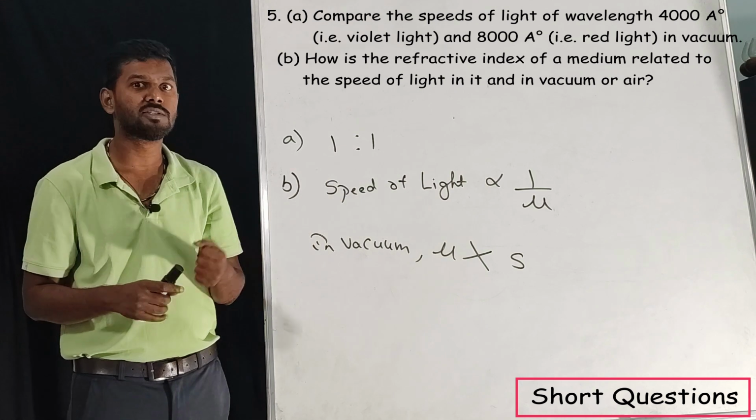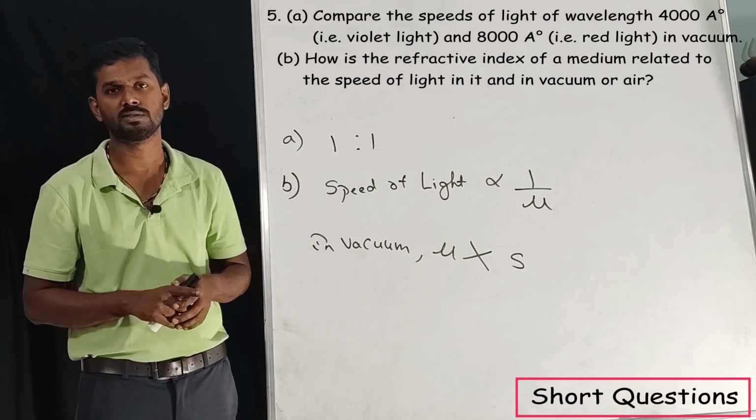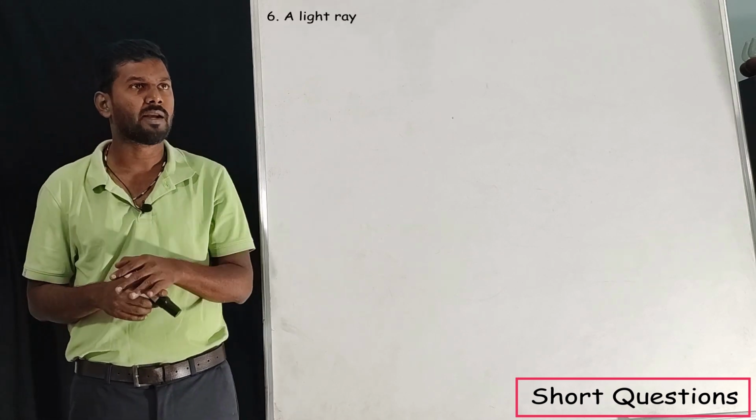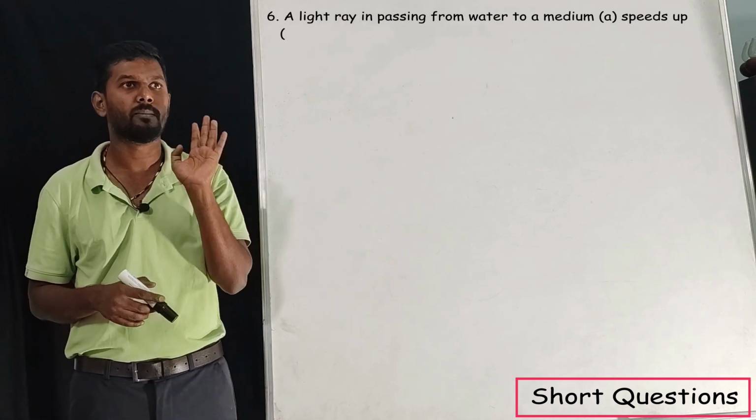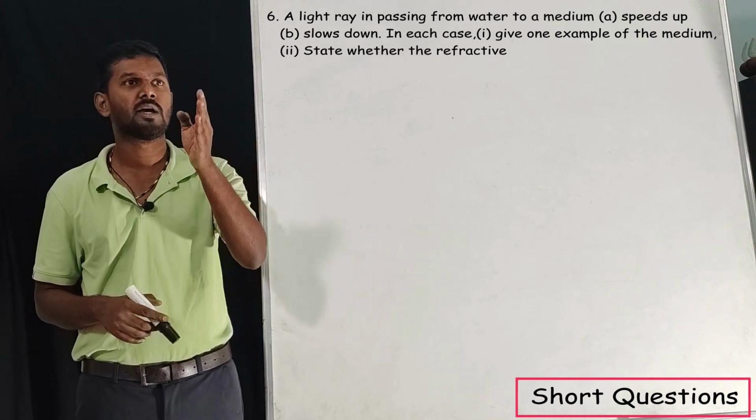All these are logical type of questions. Basics are important to solve these kinds of questions. Our next question: a ray of light passing from water to a medium speeds up, slows down. In each case, give one example of the medium.